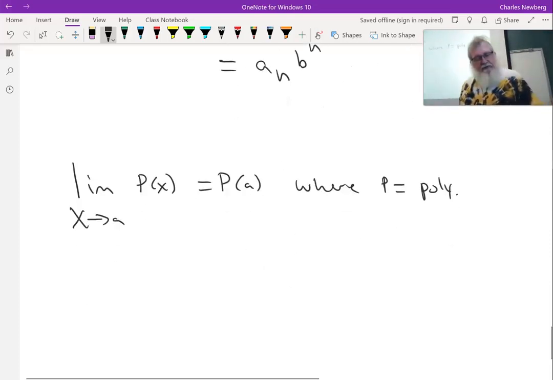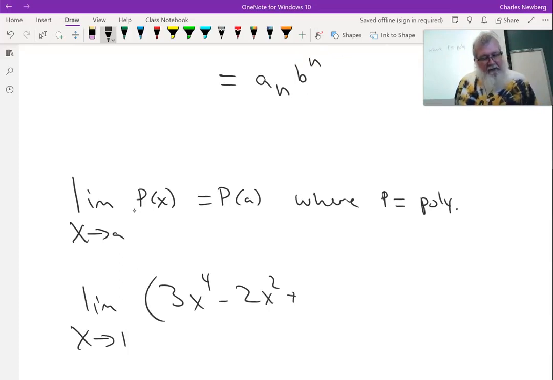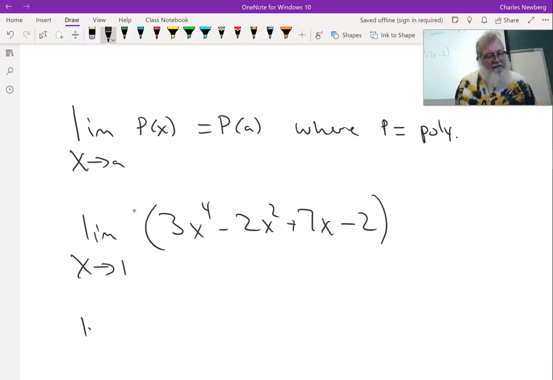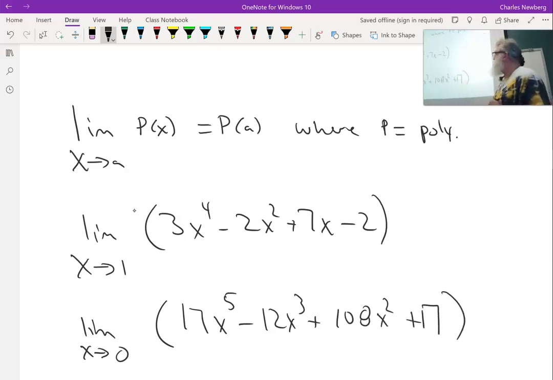All right, so let's do some limits now. Let's look at the limit as x approaches 1 of 3x to the 4th minus 2x squared plus 7x minus 2. And let's do the limit as x approaches 0 of 17x to the 5th minus 12x cubed plus 108x squared plus 17. I'll give you a second to wrestle with those two limits.